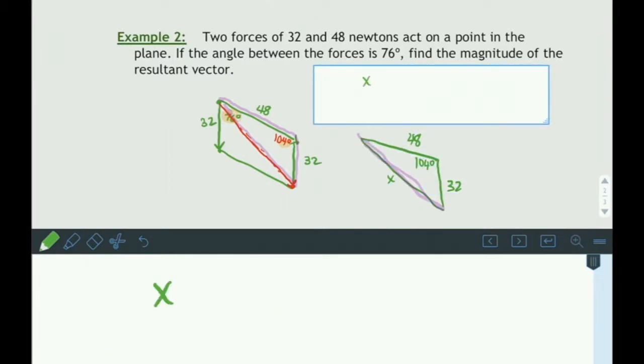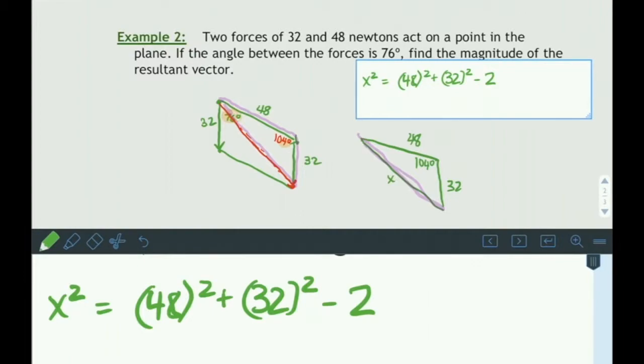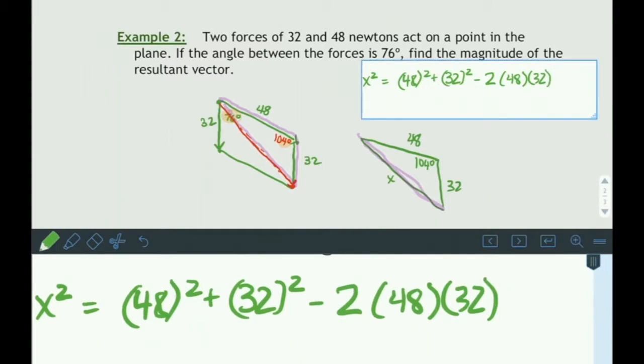I could do x squared equals 48 squared plus 32 squared minus 2 times 32 and 48 times cosine of our 104 degree angle.